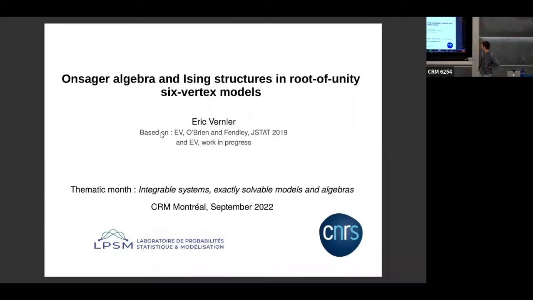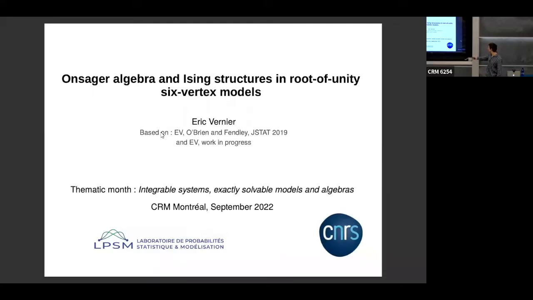Okay. Thanks, Balash, and thanks to the organizers of this really nice workshop. So yeah, I'm going to revisit six-vertex models, plural. I will explain why I put it in plural, in the light of new and not so new algebraic objects, in particular the Onsager algebra. Well, I will explain all of this shortly.